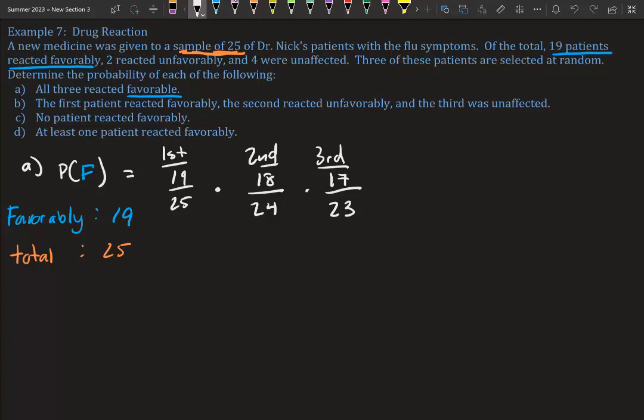19 times 18 times 17, we get 5,814. 25 times 24 times 23 is 13,800. We can simplify this again. Check your calculator in chapter 8 to figure out how to do that. When we simplify this, we can get 969 out of 2300.